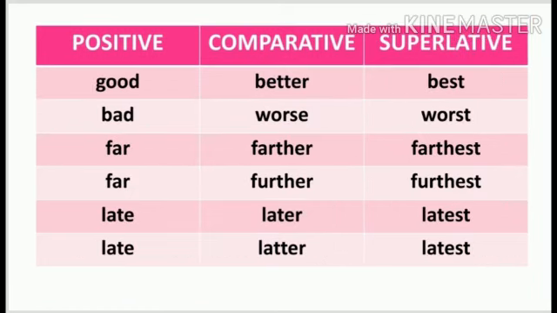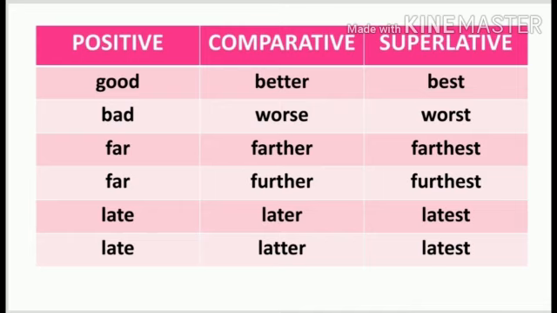Now we have some adjectives which form their comparatives and superlatives in an irregular way. That is, they do not follow any of the rules. For example, good, its comparative is better and its superlative is best. Then we have bad, worse, worst, far, farther, farthest, far, further, furthest. Late, later, latest, late, latter, last.